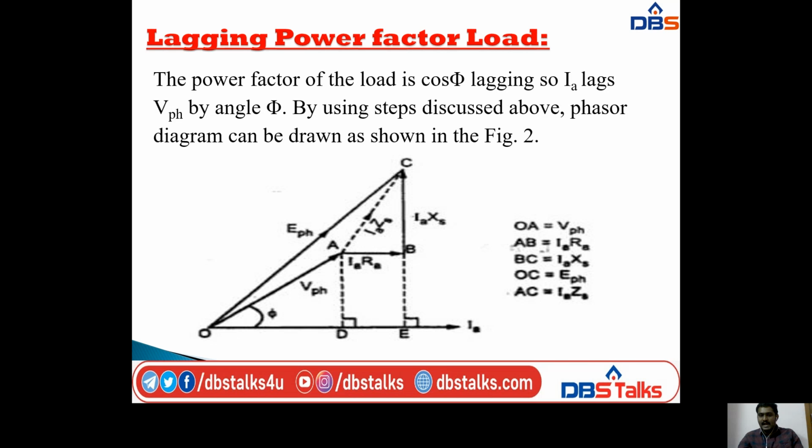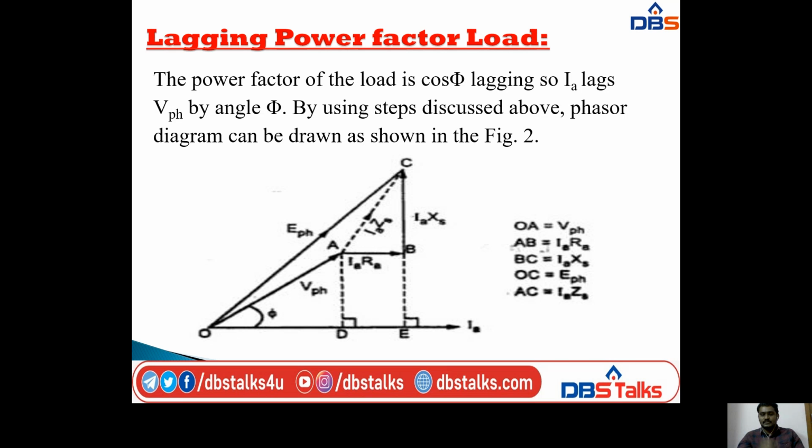Next we have IA XS drop and IA ZS drop. And finally we have the phasor voltage, not a drop, E phase, that is the induced EMF in the phase. Here I am taking IA as the current reference phasor. Based on this IA, I am taking lagging power factor. That means the V phase lags the IA by some angle, not exactly 90 degrees. The angle between them is phi.